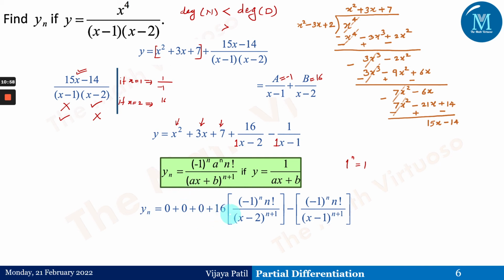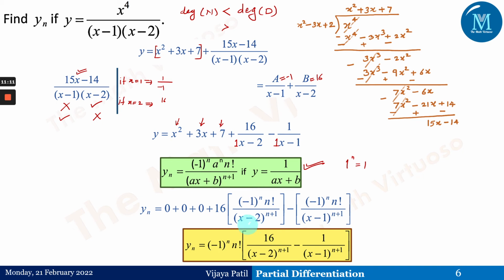So this is 16 into minus 1 to the power n, n factorial upon x minus 2 to the power n plus 1, minus minus 1 to the power n, n factorial upon x minus 1 to the power n plus 1, using the standard formula. Taking minus 1 to the power n and n factorial out, we get yn as 16 upon x minus 2 to the power n plus 1 minus 1 upon x minus 1 to the power n plus 1, into minus 1 to the power n and n factorial. So we got this particular function.